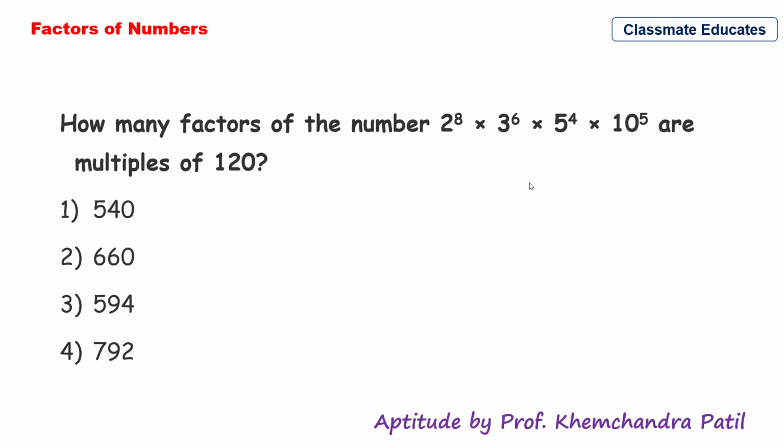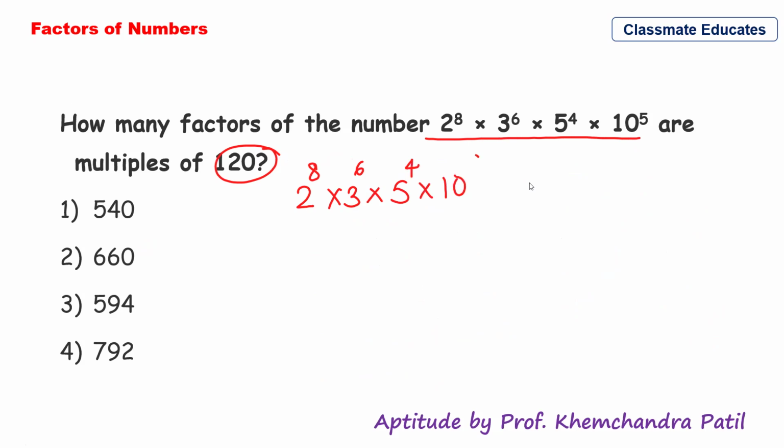How many factors of this number, 2 raised to 8 multiplied by 3 raised to 6 multiplied by 5 raised to 4 multiplied by 10 raised to 5, is a multiple of what? 120. So look at what they are asking. So 2 raised to 8, 3 raised to 6 multiplied by 5 raised to 4 multiplied by 10 raised to 5.